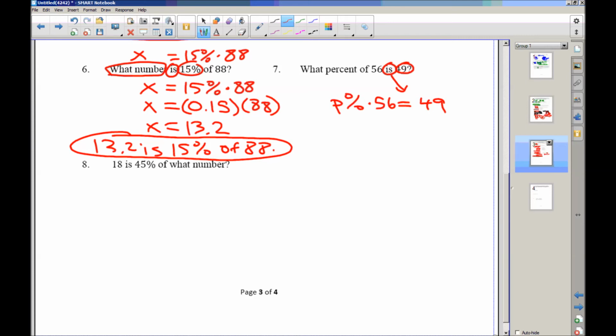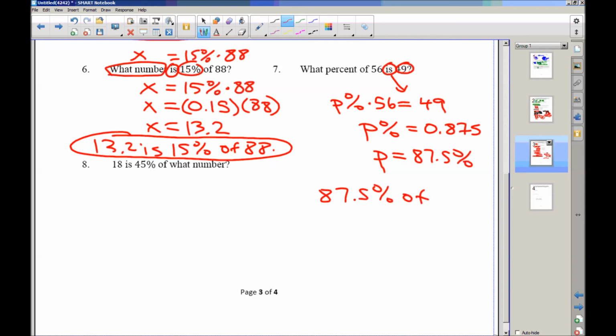So first we need to isolate the P%. So we'll say P% equals 49 divided by 56. Dividing both sides by 56 here, which is 0.875. And then I want this to be written as a percentage, not as a decimal equivalent. So I'm going to make this 87.5%. Okay? So what percent of 56 is 49? 87.5% of 56 is 49.